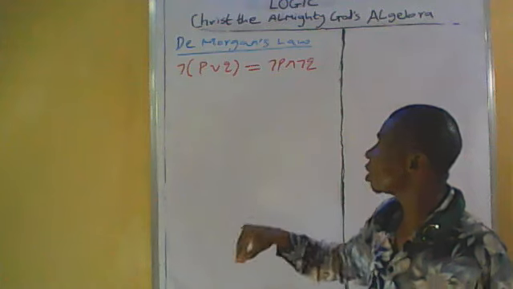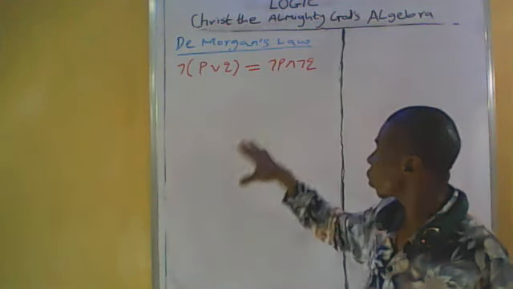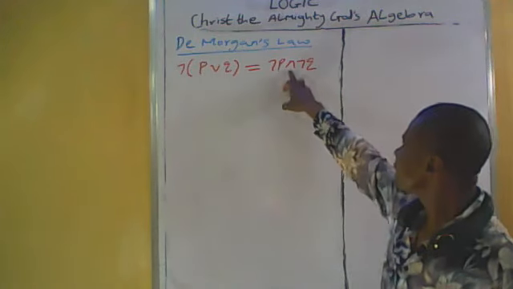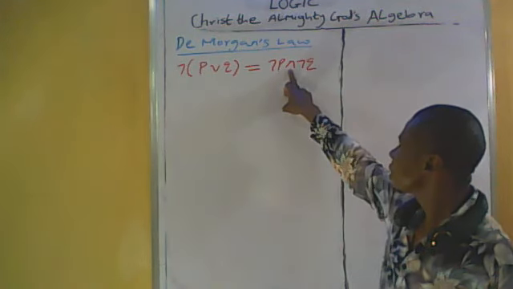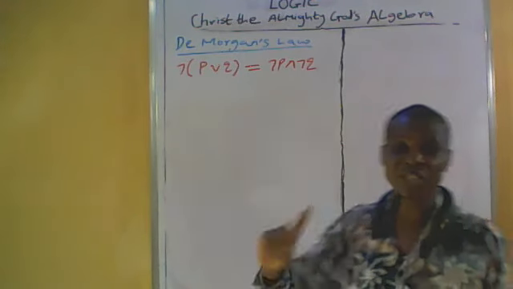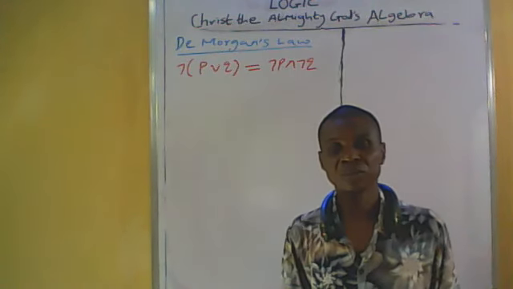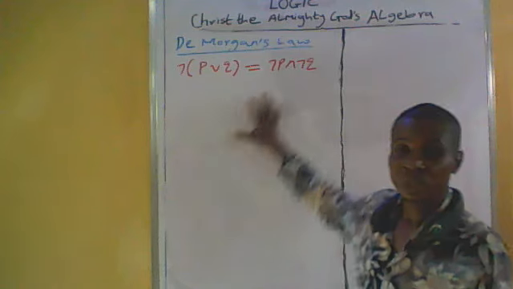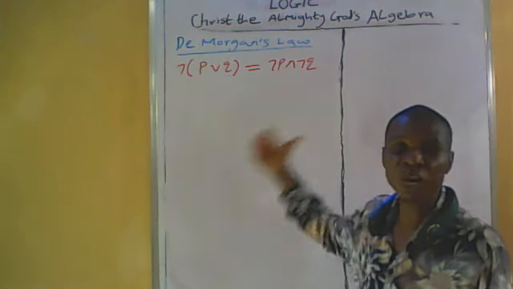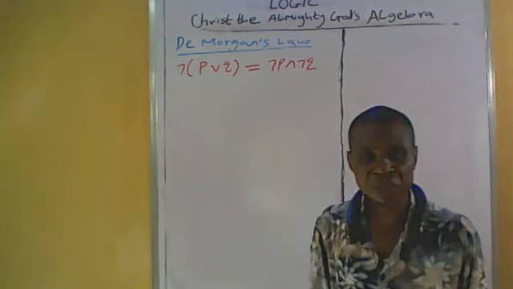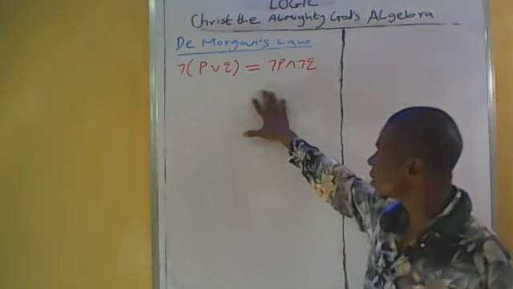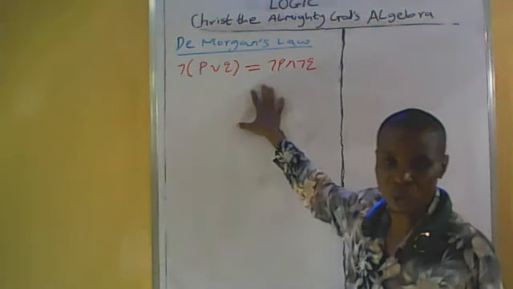So why do we call it De Morgan's law by conjunctive statement? Because this and connective combines not P and not Q together as a statement. So we call it conjunctive statement. That's why we say that it is De Morgan's law by conjunctive statement. We are going to prove that it is De Morgan's law.